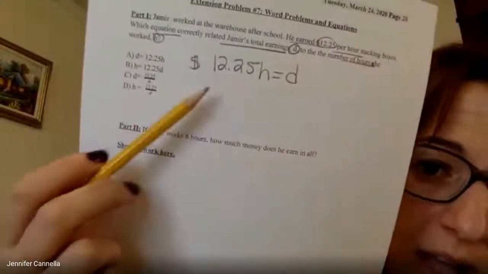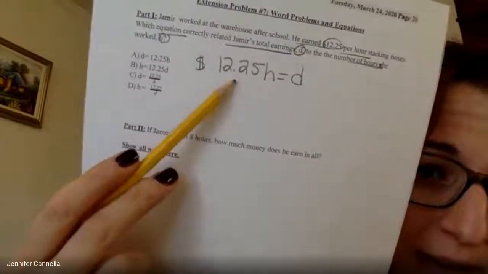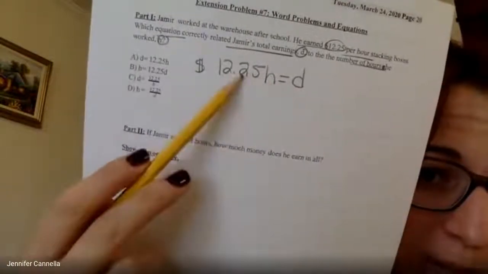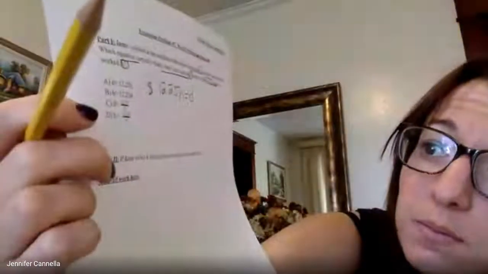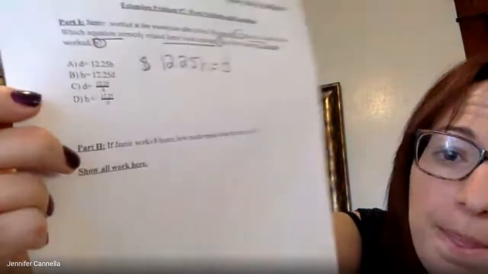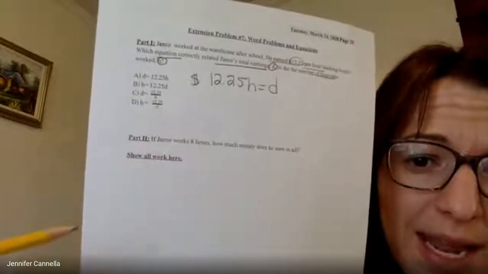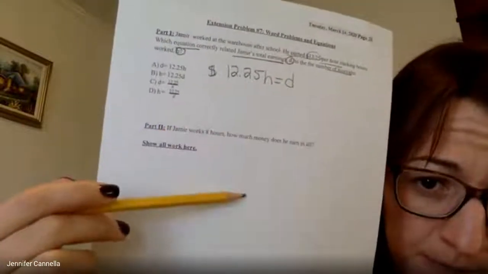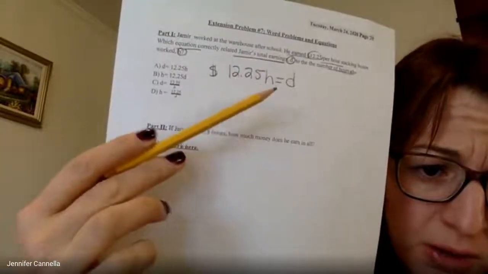So you're going to write $12.25, because that represents the amount he earns for each hour. For every hour I work, I make $12.25. And then if I work 10 hours, I put 10 and multiply to figure out my total earnings. So therefore, you're going to pick choice A, right? Yes. Now, you're going to use this to figure out if you work 8 hours, how much money do you make? So rewrite this equation here. Take this and write it here. And then you're going to multiply 8 times 12.25 to figure out your total earnings.